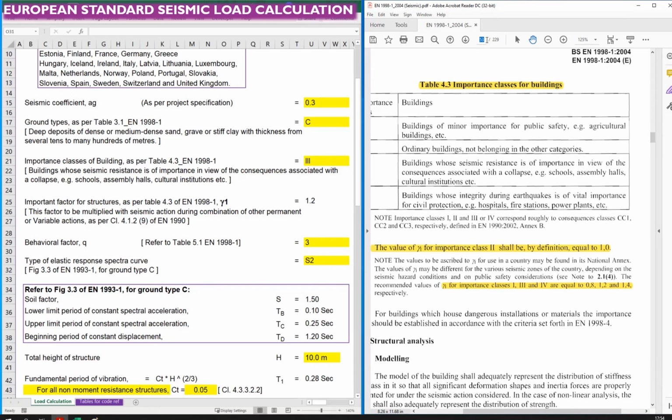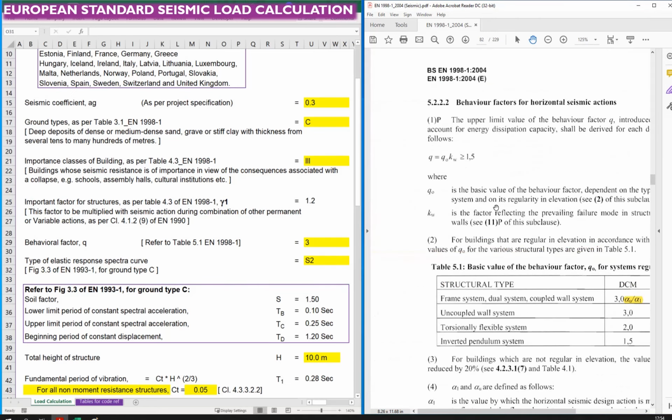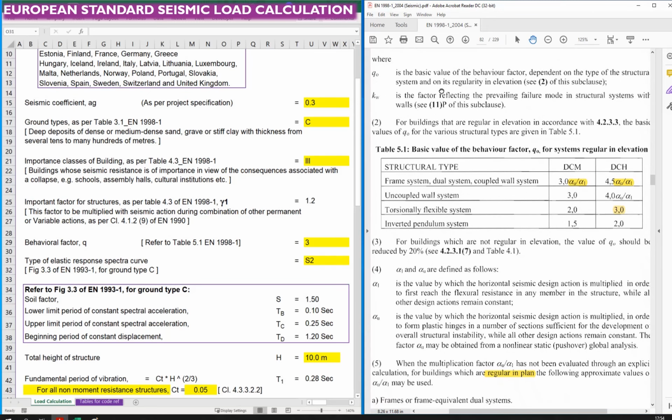So page number 82, we have to look into that. Here is the table 5.1. There are four structural types defined here. First one is a frame system, dual system, coupled wall system. For that, the DCM value is 3 times alpha 0 divided by alpha 1, and for DCH it is 4.5 alpha 0 divided by alpha 1.